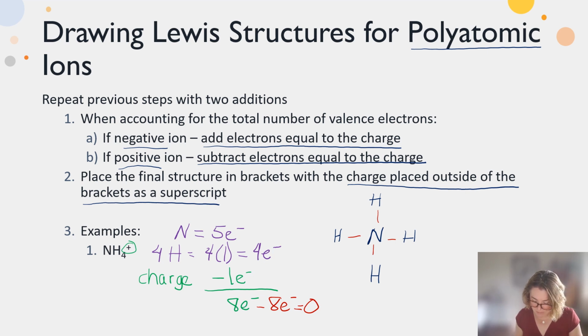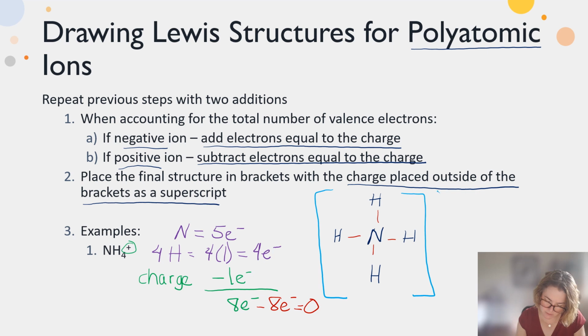The last piece for me is to put this whole structure in brackets, and then to place the charge as a superscript outside of the brackets. And that is how you do the Lewis structure for a polyatomic ion.